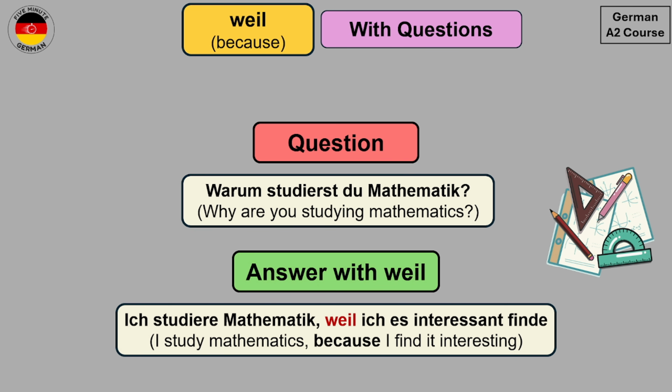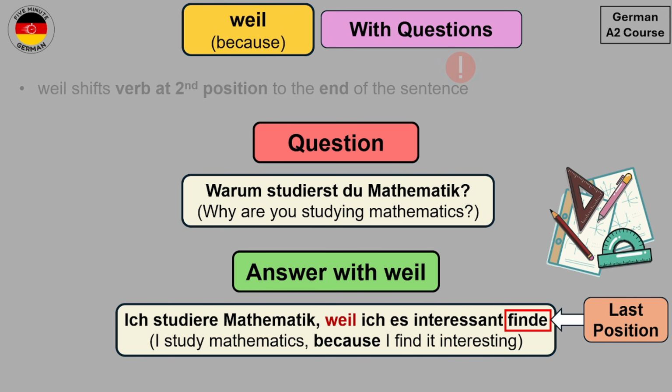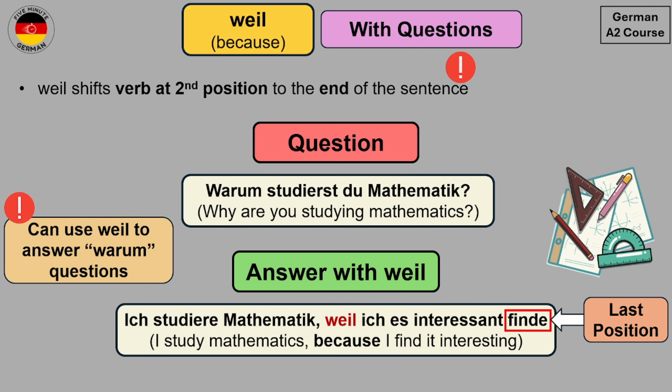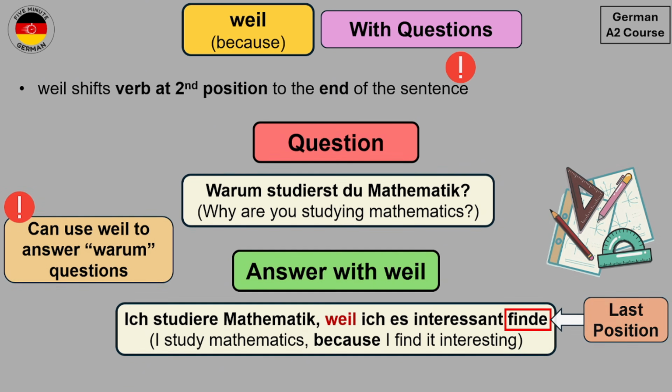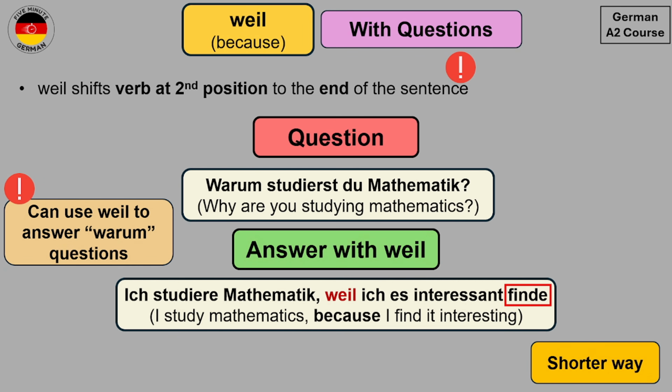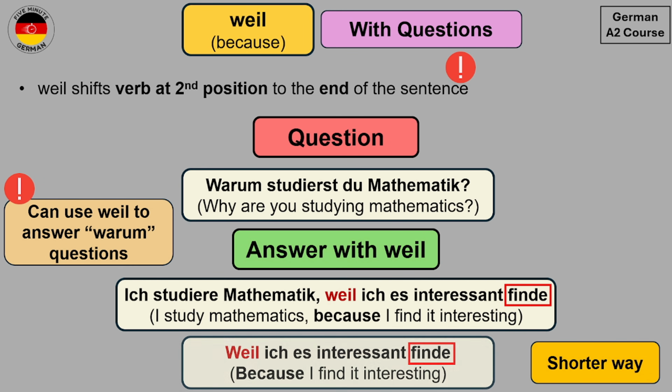And you see that in this answer, the verb goes to the last position. And this is because whenever we use weil, it shifts the verb at second position to the end of the sentence. So you see that we can use weil to answer questions which start with warum. Now there is another shorter way to answer this question as well, and we can simply say "weil ich es interessant finde", because I find it interesting.